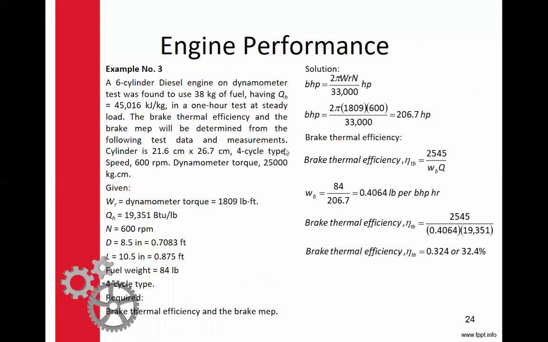So example number 3. A 6-cylinder diesel engine on a dynamometer test was found to use 38 kg of fuel, having QS of 45,016 kJ per kilogram, in a 1-hour test at steady load. So the brake thermal efficiency and the brake MEP will be determined from the following test data and measurement. The cylinder is 21.6 centimeter by 26.7 centimeter, 4 cycle type. Speed is 600 RPM. Dynamometer torque is 25,000 kilogram-centimeter.